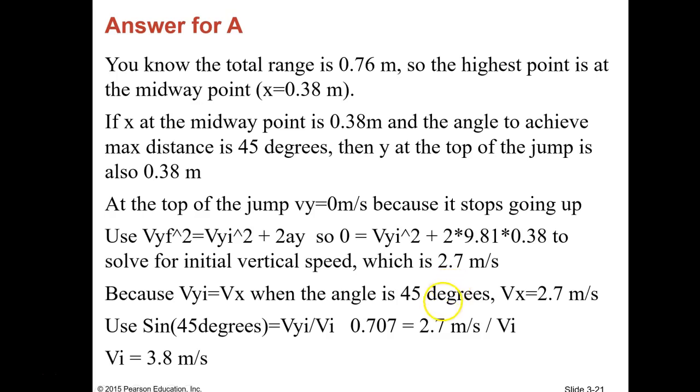That's your vertical speed. Because your initial vertical speed is 2.7 meters per second, the horizontal speed is actually 2.7 meters per second too. You can use a couple different ways: you can go Pythagorean theorem, or you can use sine and cosine to figure out that your initial launch speed is actually 3.8 meters per second.